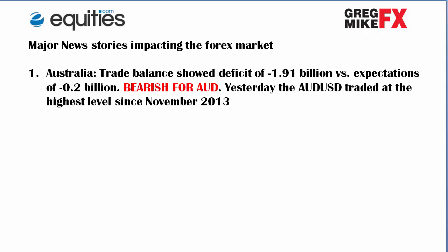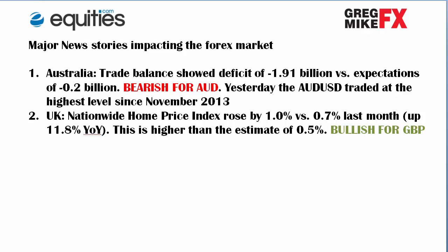Let's take a look at the major news stories impacting the Forex market and trading here today. In Australia overnight, the trade balance showed a deficit of minus 1.91 billion versus expectations of minus 0.2 billion. This is bearish for the Aussie dollar. Yesterday, the Aussie versus US dollar traded at the highest level since November 2013. Today, it's under pressure, corrective pressure to the downside.